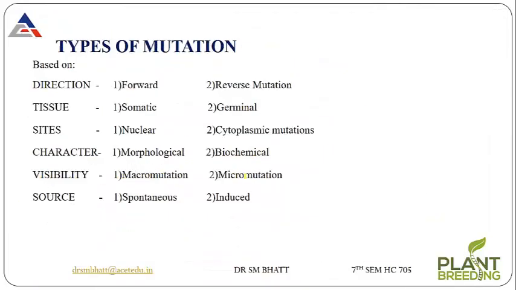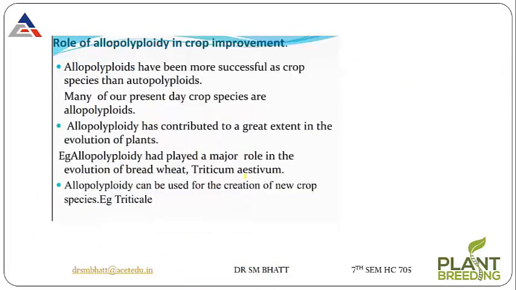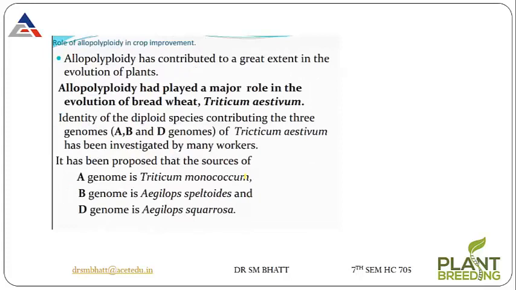Okay, so now you can see the creation of allopolyploid because of mutation. You can see their wider effect in the development of bread wheat, Triticum aestivum. This is an allopolyploid, and Triticum aestivum has been investigated by many workers. The A genome is Triticum monococcum, B is Aegilops speltoides, and D is Aegilops squarrosa.